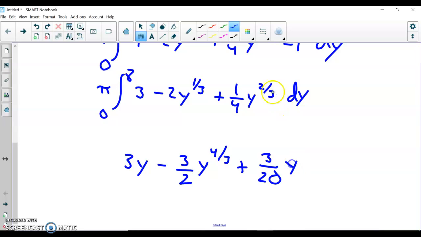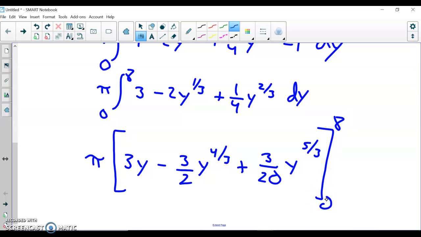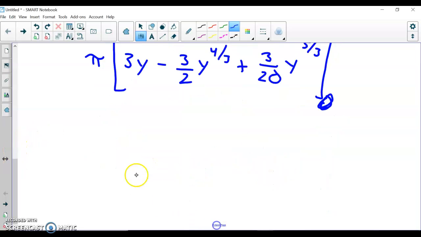And then we've got y to the 5/3. And now, can't forget about the pi. There is still a pi out there. But we can evaluate from 0 to 8, and the upside is when we have the 0, we don't have to worry about subtracting out a 0 because all these terms are going to be 0 when you plug in 0. So we really just got to be careful to plug in 8.